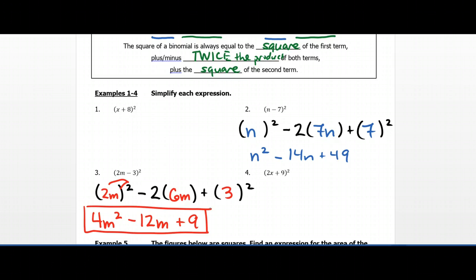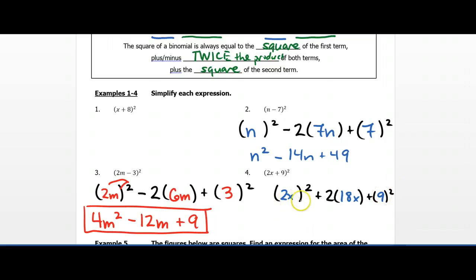Okay, last one, 2x plus 9 quantity squared. Using that same rule, square the first term plus twice the product of both terms plus square the last term. My first term here is 2x. 2x times 9 is 18x. And your last term is 9.